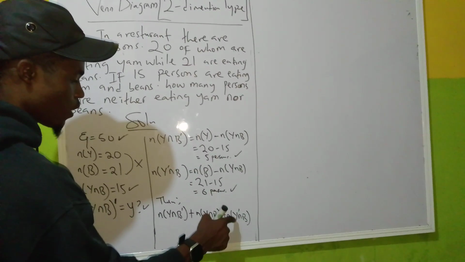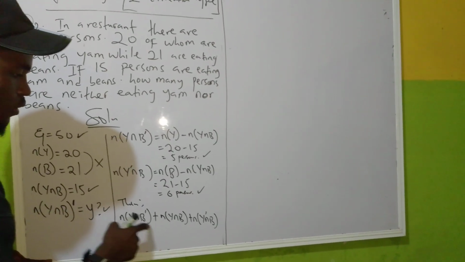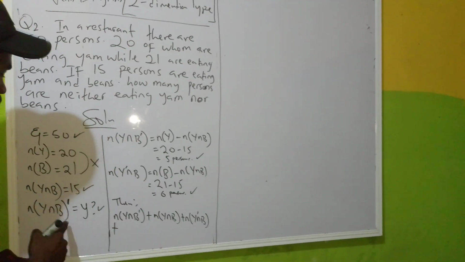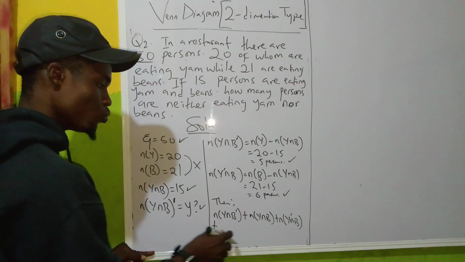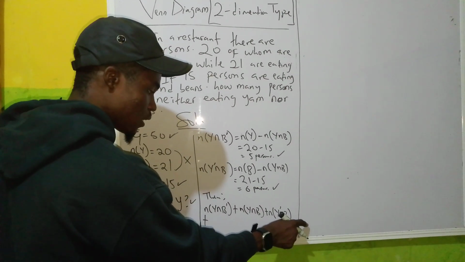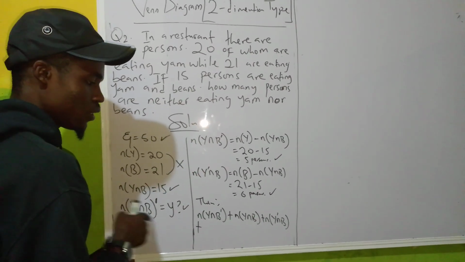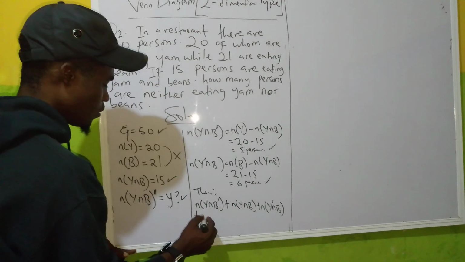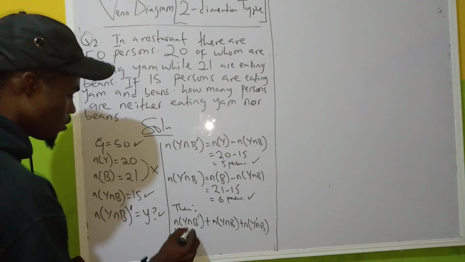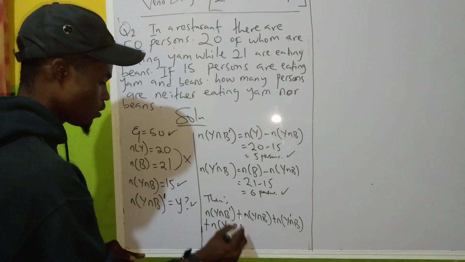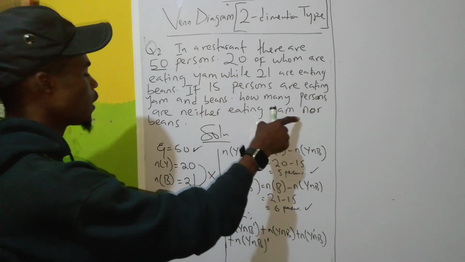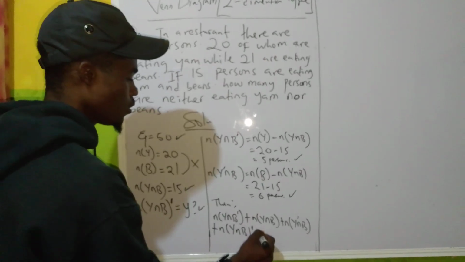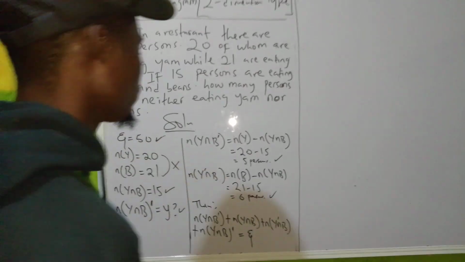Exactly beans, this one will be covered. Exactly yam, this one will be covered. Plus the number of those who are neither. If that is not there, you just stop here, which equals the universal set. But since it is given, you have to add it. The number of those that are neither eating yam nor beans. This is the expression equal to the universal set.